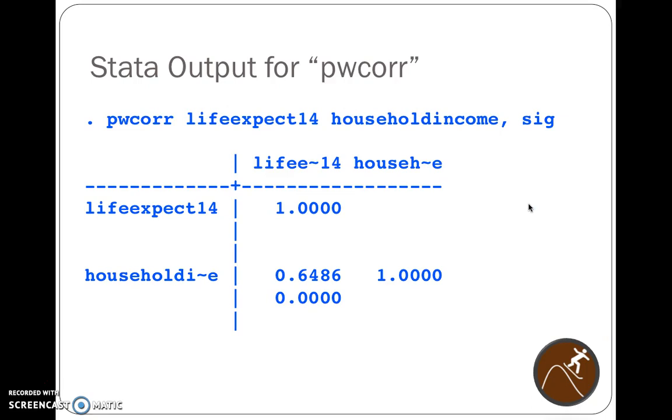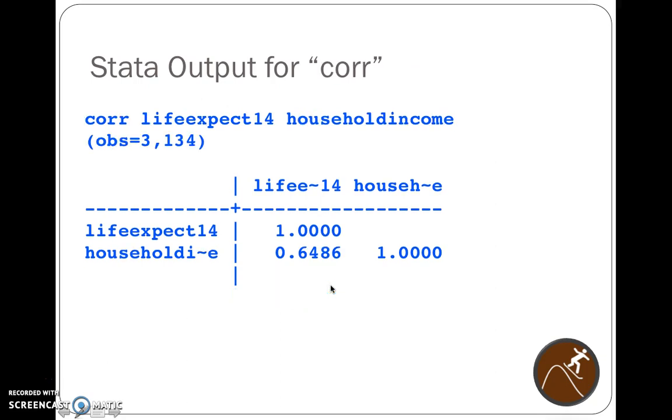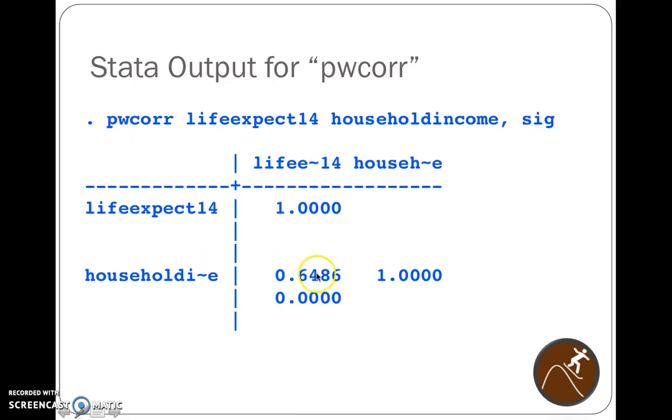Remember Pearson correlation? We could do it two different ways. We could do the pairwise Pearson correlation with the significance, and we can see that the household income is correlated with life expectancy. It's statistically significant, and the Pearson's R value is 0.6486. If you want to do the command the other way, just correlation, it doesn't give us the p-value. We can still see the exact same R value for Pearson, 0.6486. See it there?